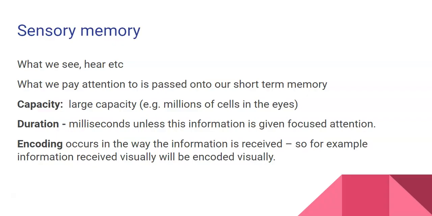And encoding depends on how we receive that information. So if we see something, that would usually get encoded visually.